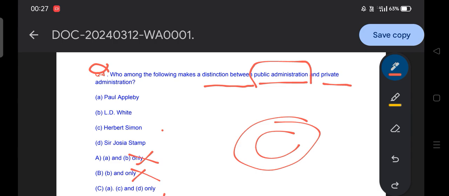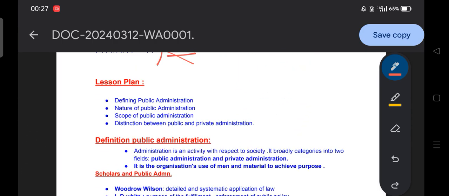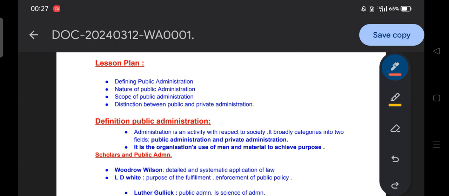So I don't think you should panic, and if you are not able to solve this question, don't worry. We are going to cover its theory aspect, which helps us to solve this question. So we start our topic with the lesson plan.